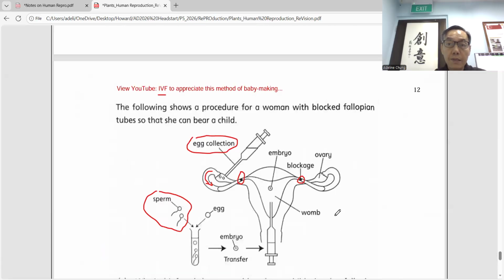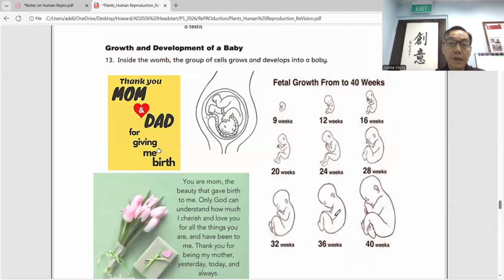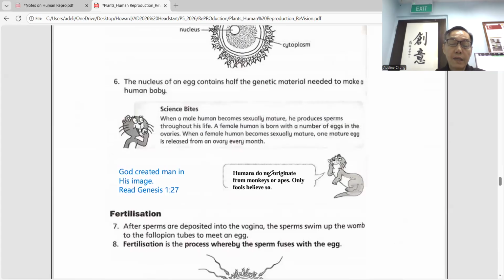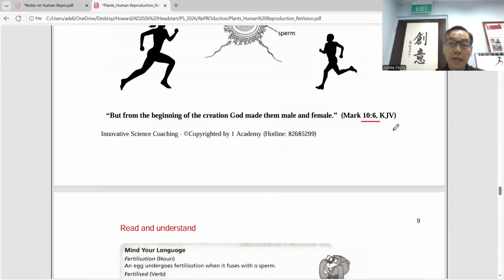For this part, just to recap what we have studied earlier about fertilization, and also the important fact that humans do not originate from monkeys or apes. God created us, as evidenced in Genesis 1:27 and also in Mark 10:6.